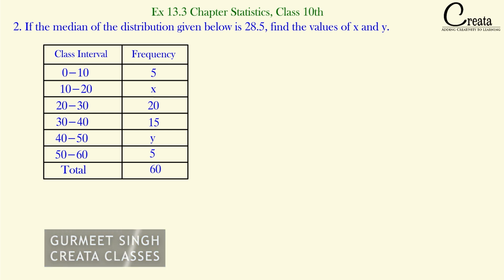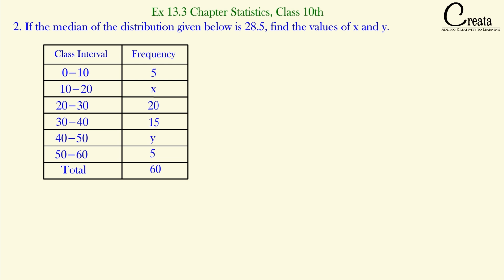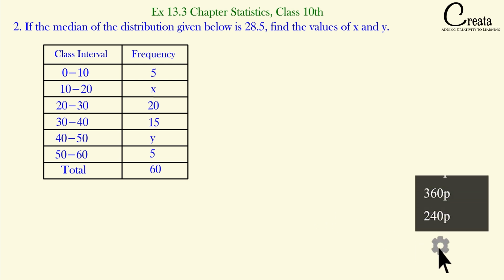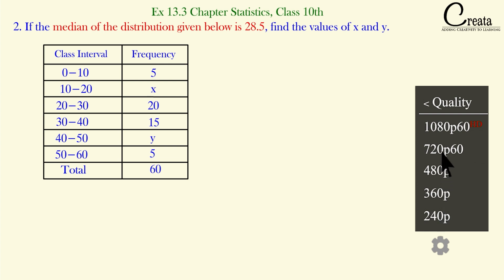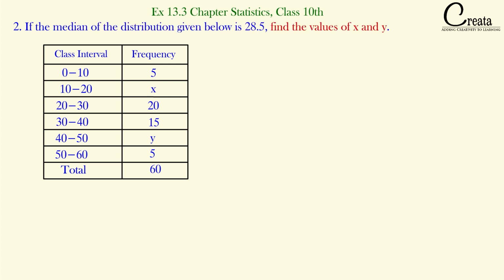In this lecture, we will cover question number 2, exercise 13.3, chapter statistics for class 10th students. So this is the question. In this question, the median of the given data is given as 28.5 and we have to find the missing values x and y. If you refer to the given table, we have the missing values of x and y that we have to find.